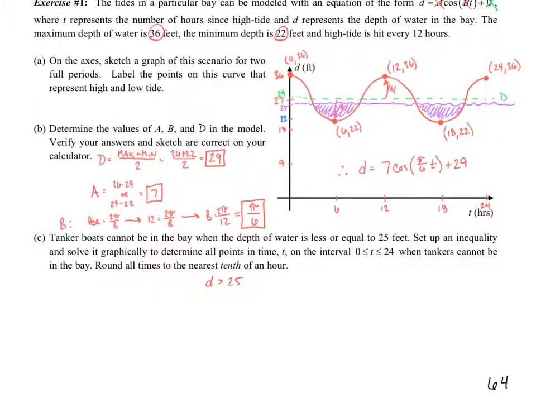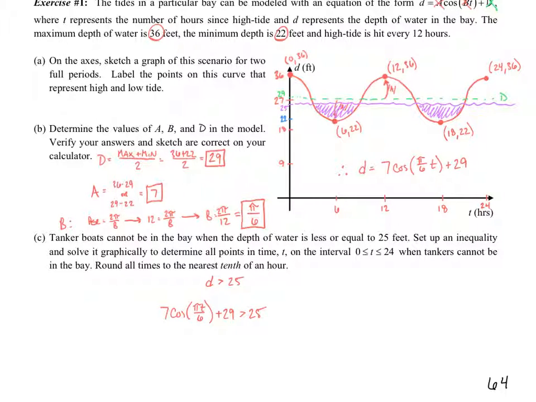Well, we have an equation that represents the depth of the water, and it's the one we just created. 7 cosine of pi t over 6. Don't get too thrown by this. This is the same as this. I've just multiplied this pi over 6 by t over 1, moving that t into the numerator just to simplify the expression a little bit, plus 29. I know that that is d. So if I need the depth to be greater than 25 feet, then I need this to be greater than 25 feet, because they're the same thing.